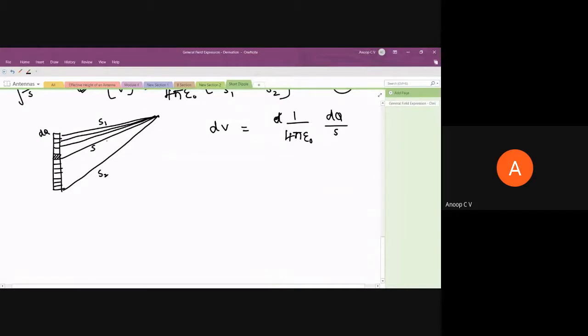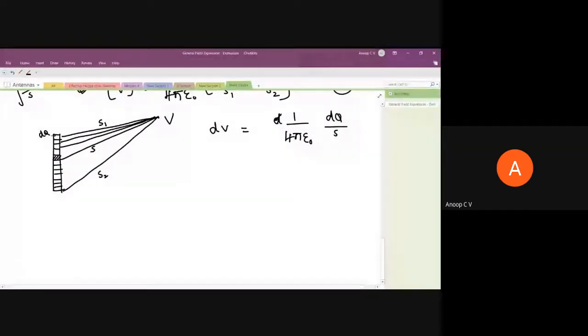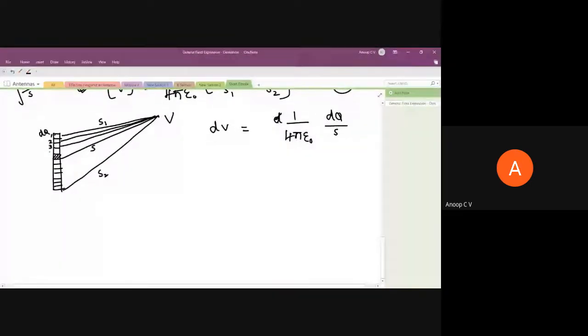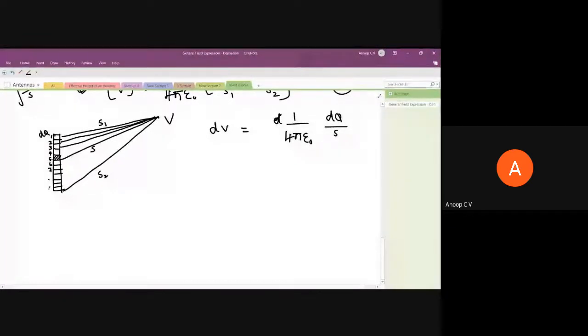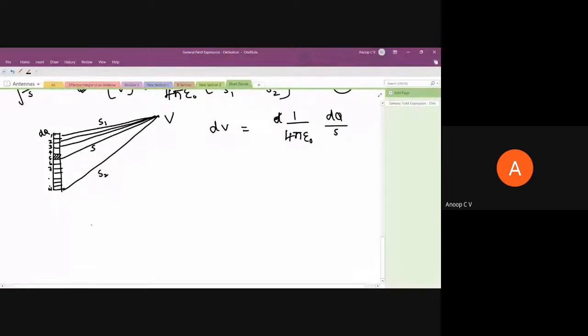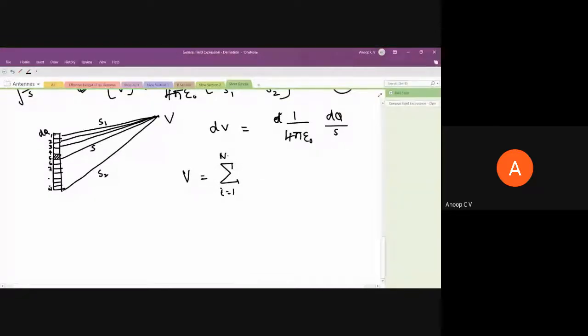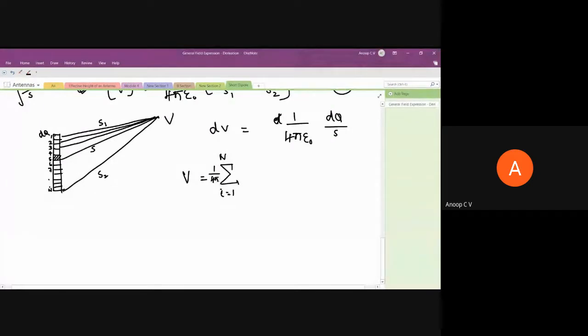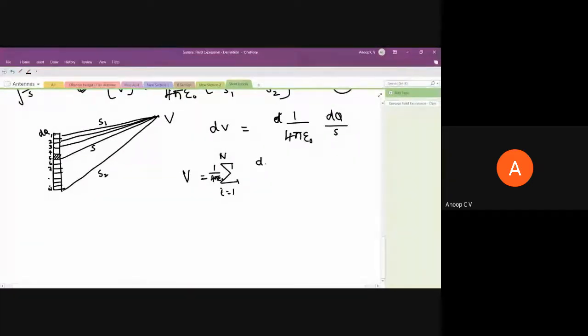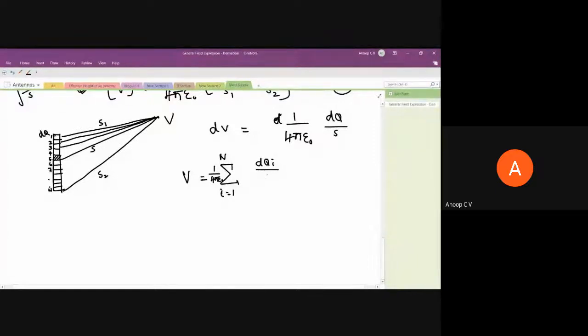So now if I have to find the total potential at this point, what should I do? I should find the potential due to segment 1, segment 2, 3, 4, 5, 6, 7, etc. up to n. That is what we have to do. So total potential will be summation i from 1 to n. 1 by 4 pi epsilon naught is a constant, so 1 by 4 pi epsilon naught summation i from 1 to n of dqi divided by si.